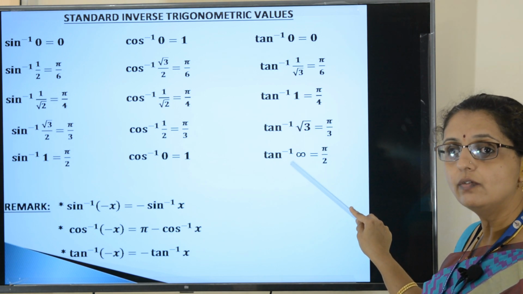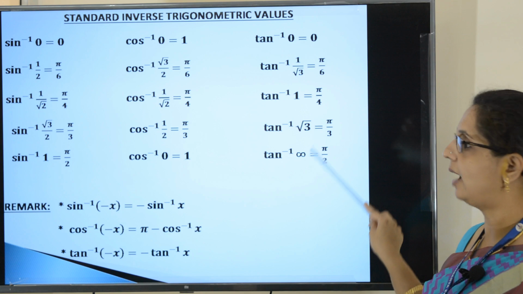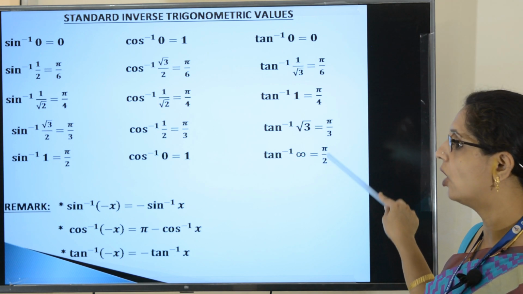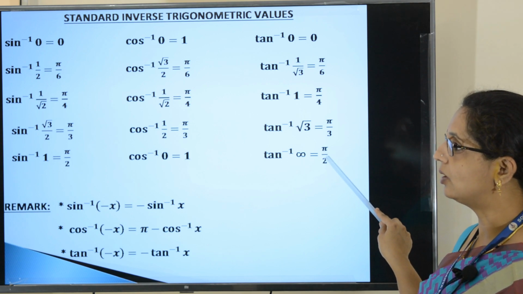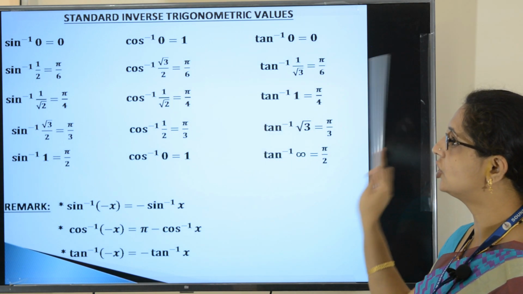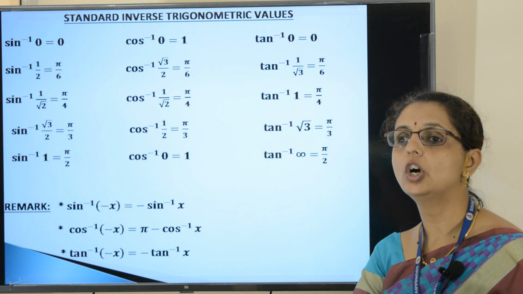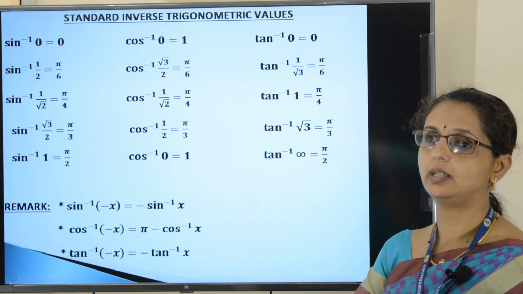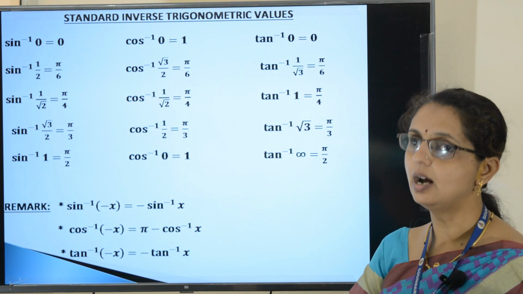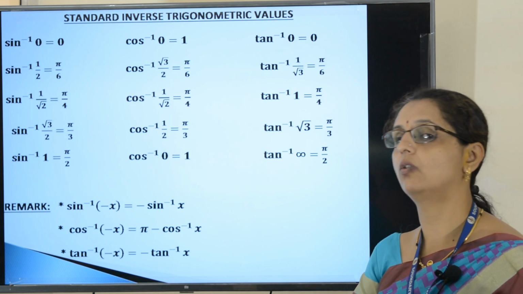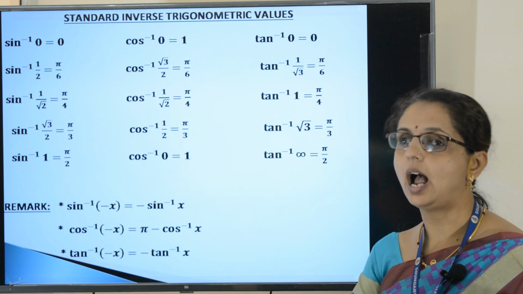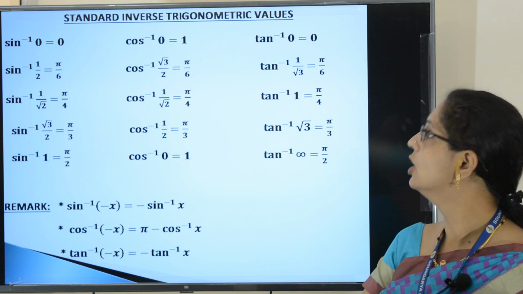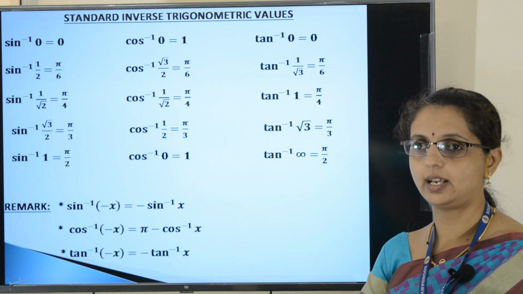Tan inverse of infinity is undefined, but here I am permitted to write it equal to what? Pi by 2. Tan inverse of infinity is pi by 2. These are the three columns of standard inverse values to be thoroughly memorized by the students, and I have even explained how I obtained these values. How did I obtain them? Using sine, cos, tan, I have obtained sine inverse, cos inverse and tan inverse.